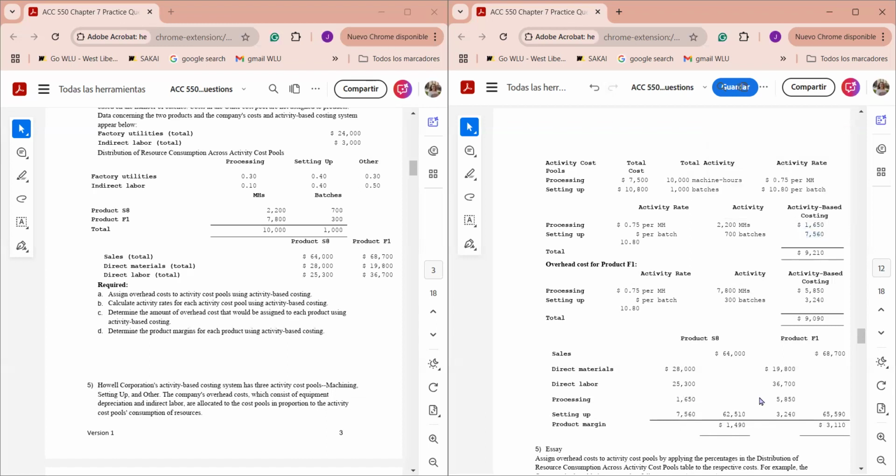And then for product F1, we got them from here, our processing and our setting up. Then you have to sum this up, and that's going to be here. By summing this up, that's going to be here. And then in order to determine our product margin, that's our total cost for S8 and our total cost for F1, which are these two. Subtract that from our sales, and that's going to be your product margin. And that's it. Thank you.